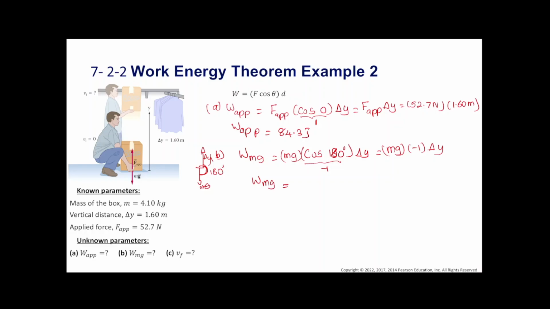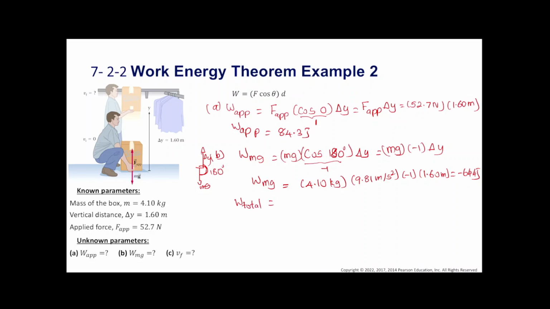Therefore, mass is 4.10 kilograms, gravity is 9.81 meters per second squared, times minus 1, delta y is 1.60 meters. So we get a negative value, which is minus 64.4 joules. Now we can find the total work done.